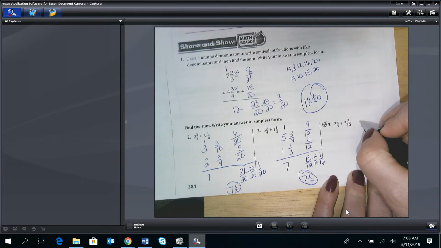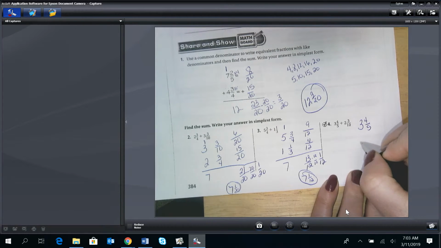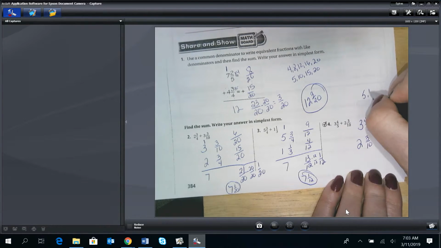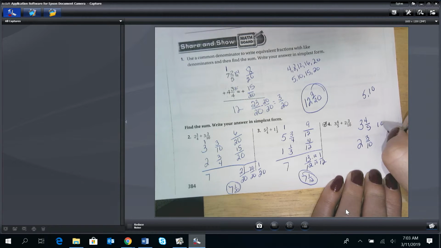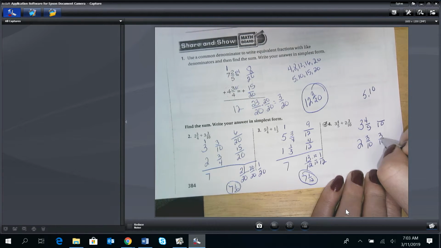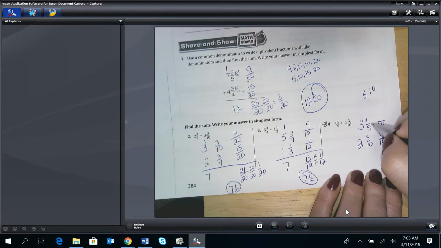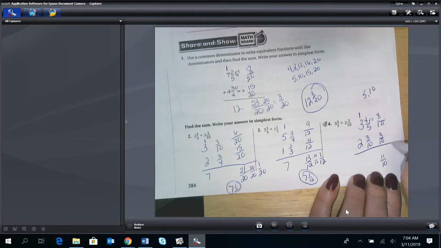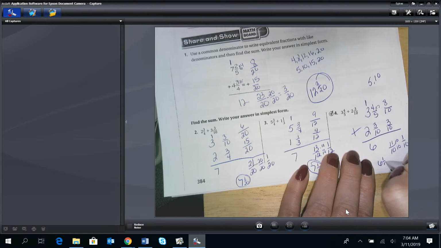Okay, I'm writing mine up and down because that works best for me. I know 5, 10. So 10 is my common denominator. I can just move 3/10 over. Times 2, 8, 11/10. I know that's an improper fraction, so I carry my 1. And I subtract 10/10 from that, and I get 1/10. I go over here and add. I get 6, 6 and 1/10.